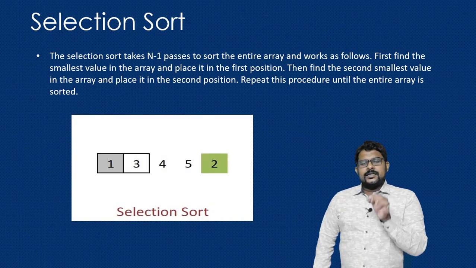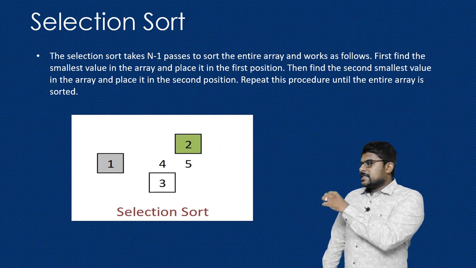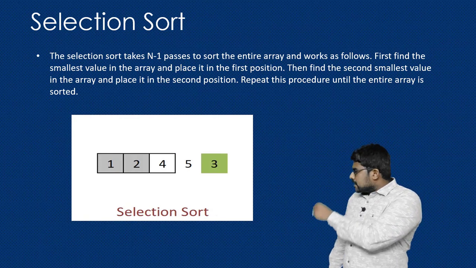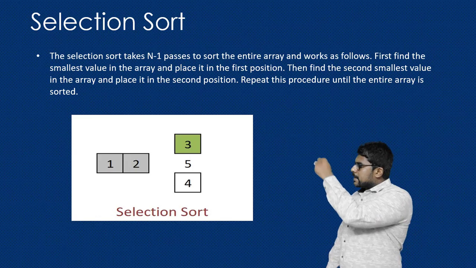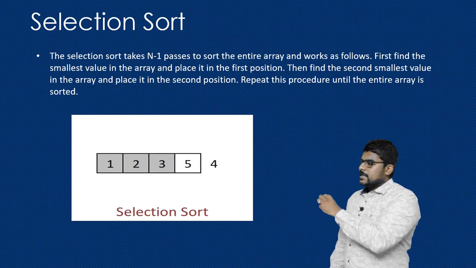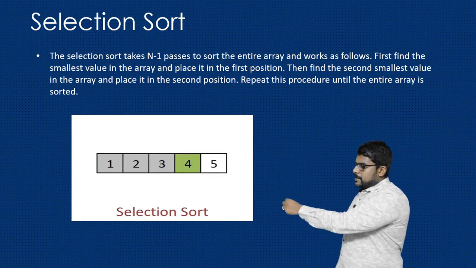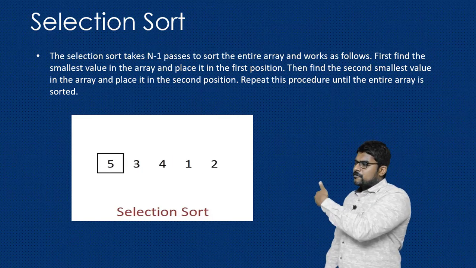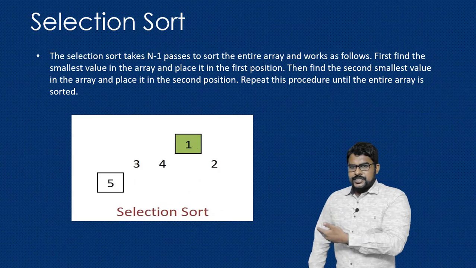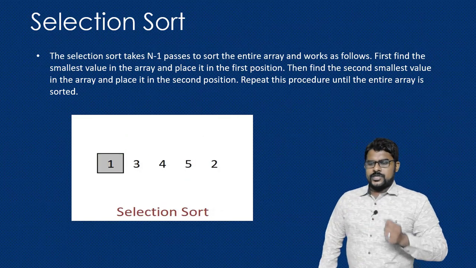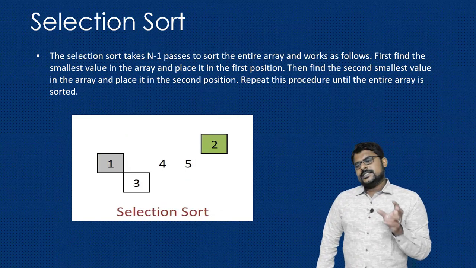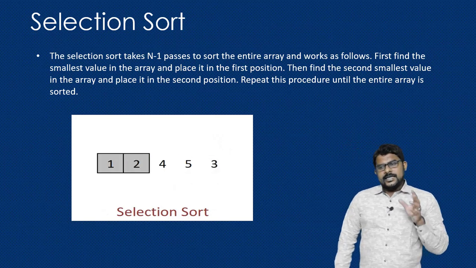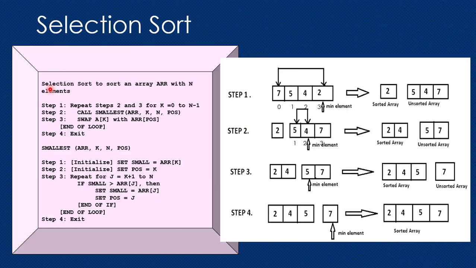If you see here, every time it picks the element that has the smallest value, and the smallest value will be kept in the starting index. The next smallest value will be put in the next index. Likewise, after many iterations, the entire array will be sorted. This is another simplest sorting technique. Now let us understand the selection sort with an example.